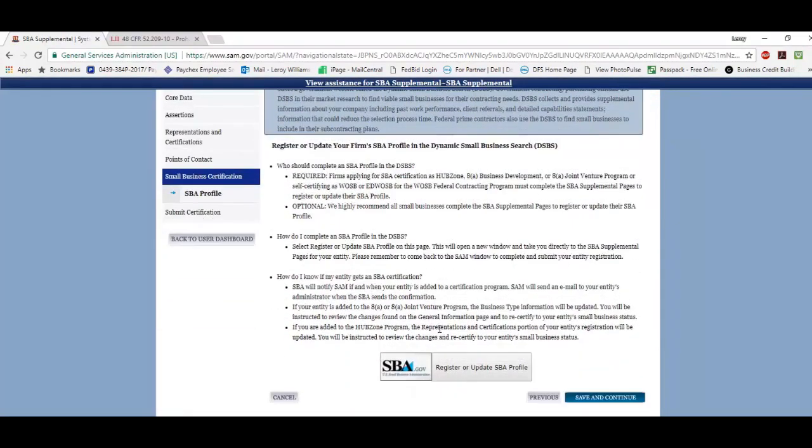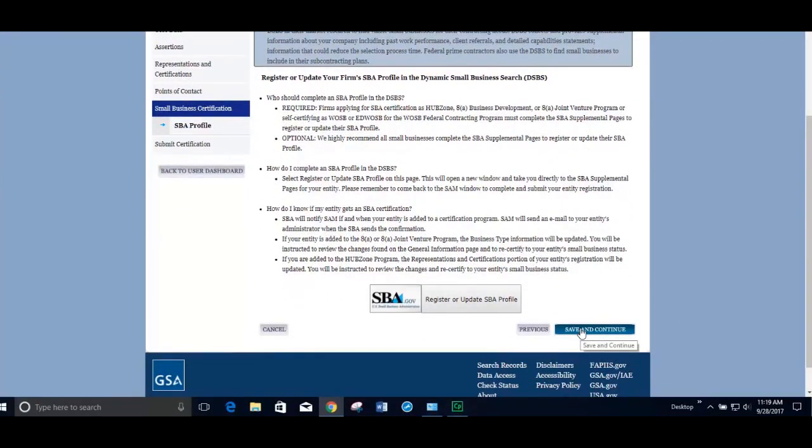Register or update your firm's profile. I have already done this. We've already done this, so I won't go through all of it. If you need help with this, I can help you with it. But for now, we'll just hit save and continue.